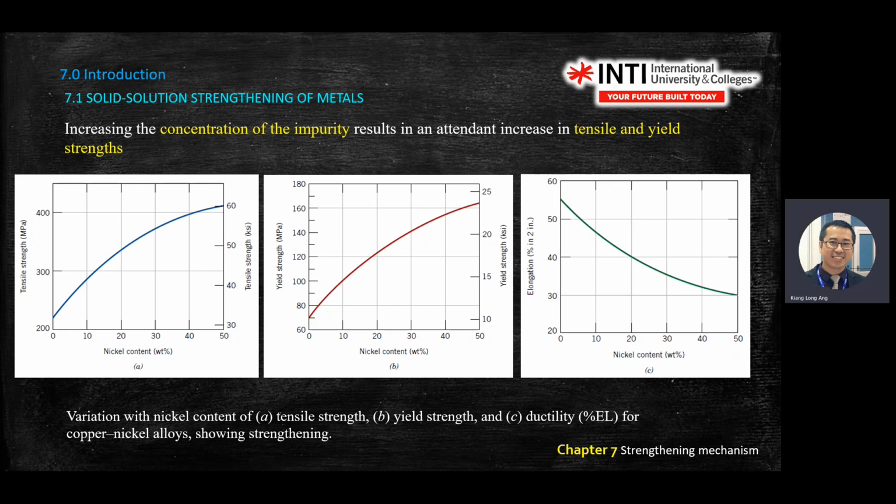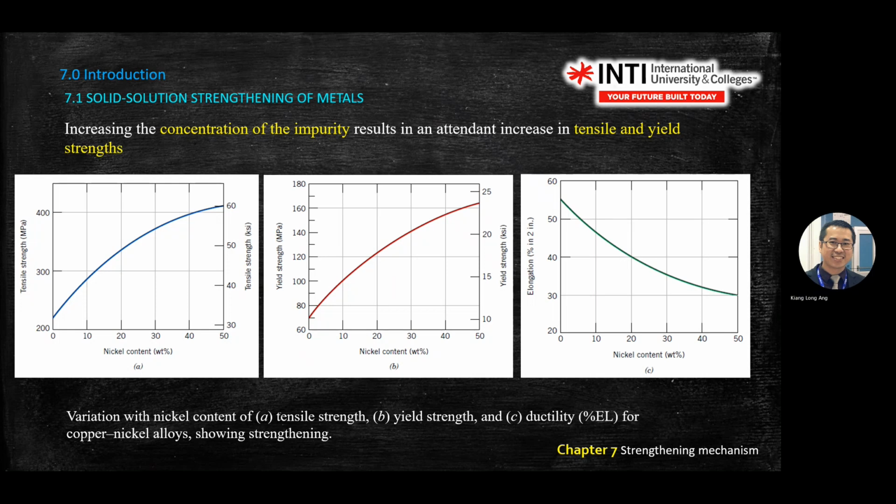So if you add nickel, your graph will go a bit higher, like that. So this is yield number 1. If you add maybe 10%, you'll shift up a little bit. So this is what it means.